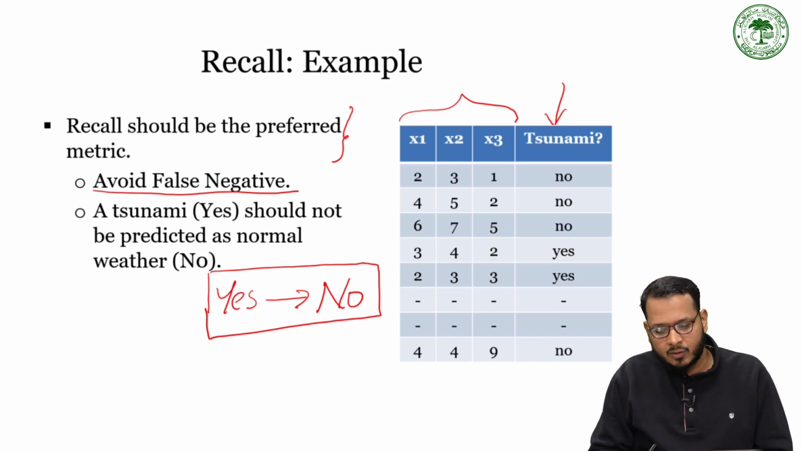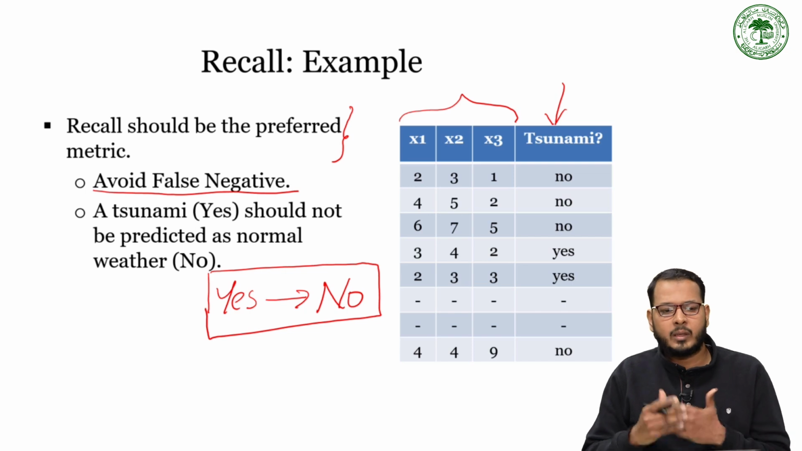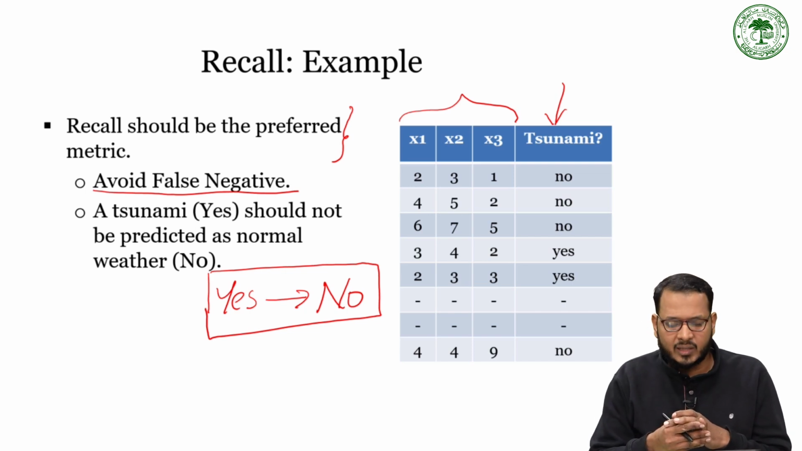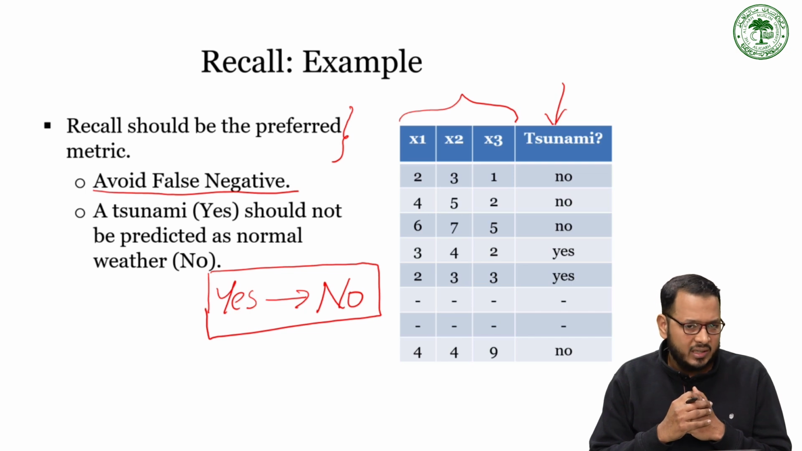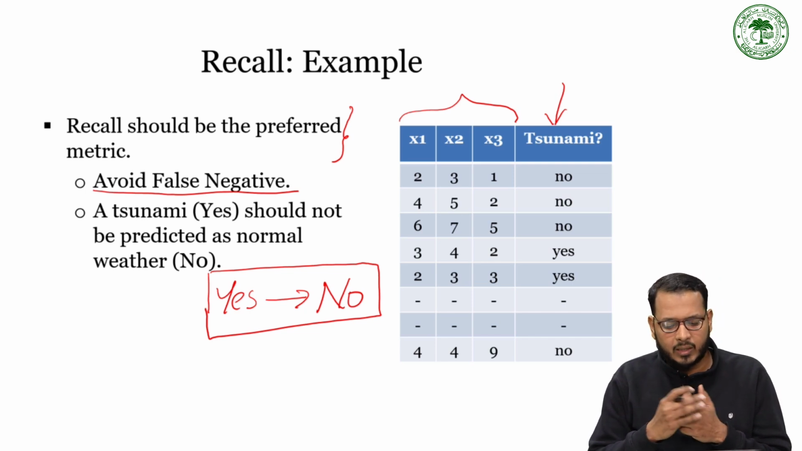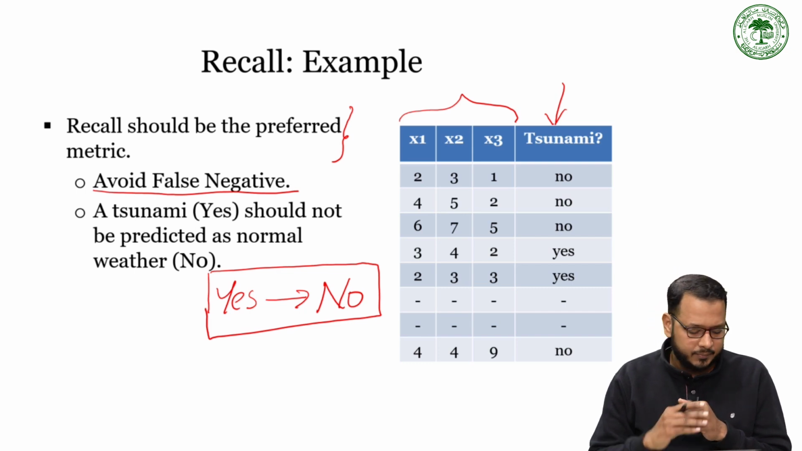So, precision and recall are used depending upon the application. In some cases, we want to avoid false positive cases. In those situations, we should go for the precision value, and in some cases, we want to avoid false negative cases. In those cases, we should use the recall metric.